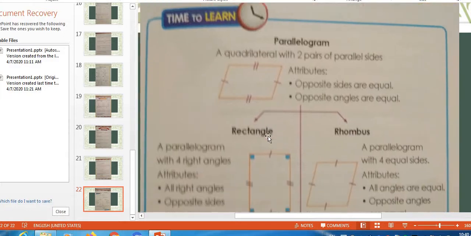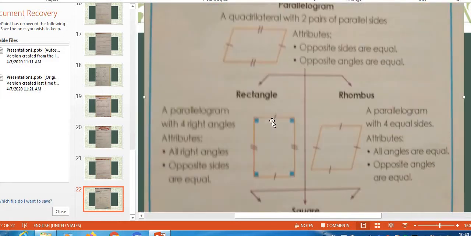Okay, I have here a rectangle and a rhombus. Rectangle: a parallelogram with four right angles. Why is it called a parallelogram? Because here I have opposite sides that are equal and also parallel. So the rectangle is considered a parallelogram.